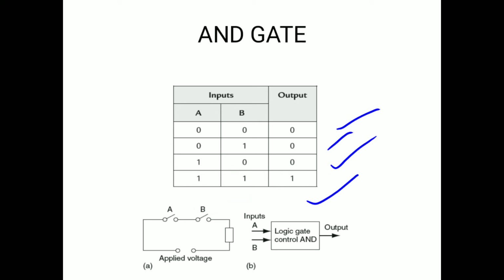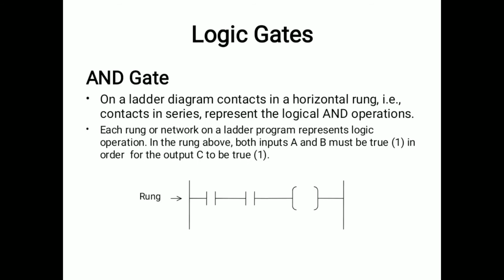Similarly, in case of PLC, we represent various gates by A and B, and similarly for the output symbol Y or C. So this is the method to represent PLC programming of an AND gate. In this, if we want to control any device by two switches, then if both the switches are on, and only then, the output device will be on. So in this way we can use an AND gate.